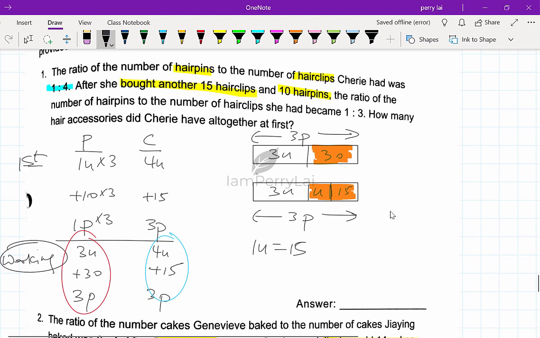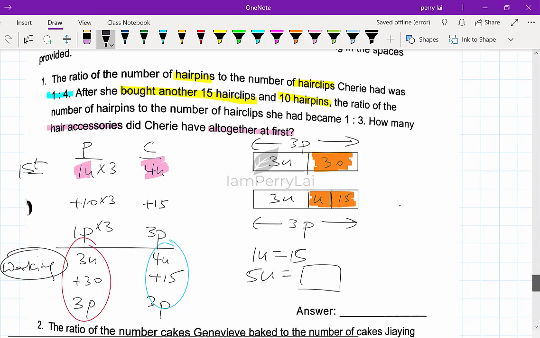I'm going to skip a few steps to conserve time. And they want how many accessories altogether at first. Altogether at first is right here, 1 unit and 4 units. That's 5 units. That'll be the answer. Yeah. Next one.